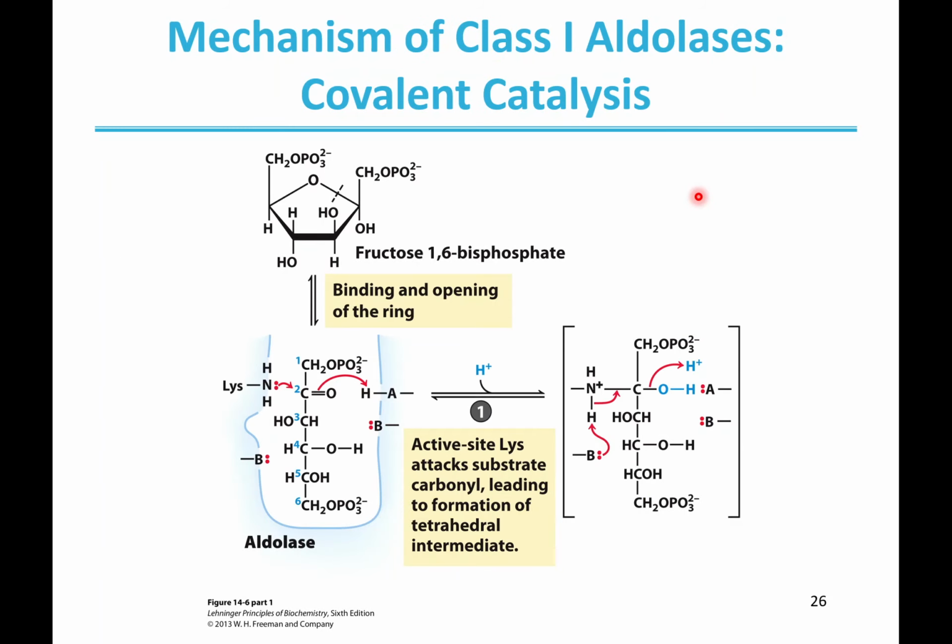If we look at the mechanism, it's one of the more complicated mechanisms. I definitely wouldn't expect you to draw this one from scratch, but I'll point out some of the things that are unique about it. One thing that's unique is that it's using a lysine in its active site. That lysine is going to attack carbon 2 on fructose 1,6-bisphosphate, and it forms this tetrahedral intermediate that's covalently bound to the enzyme.